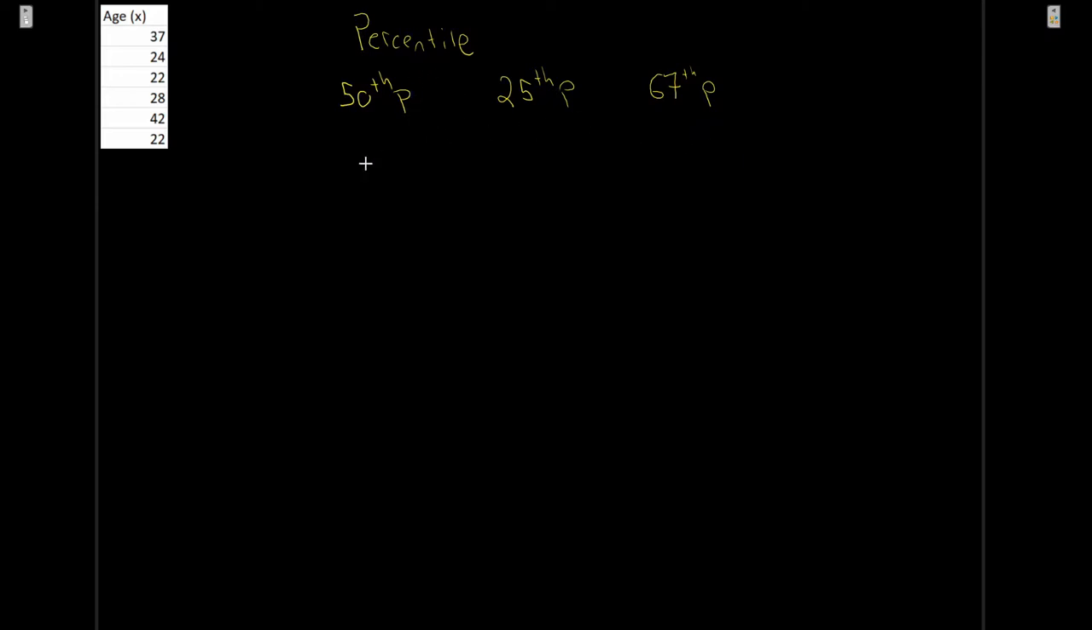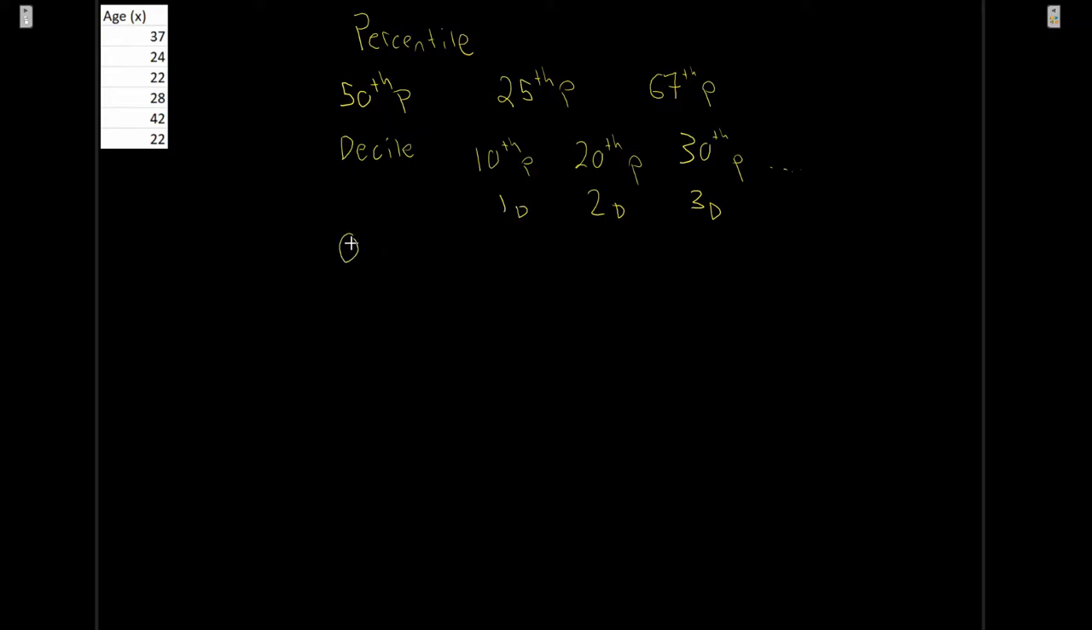We have also other names too. We have deciles, and we would have our first, second, third, fourth, 10th decile. And what a decile is going to be is our 10th percentile, 20th percentile, 30th percentile, on and on and on, right? Such that this would be our first decile, second decile, third decile.